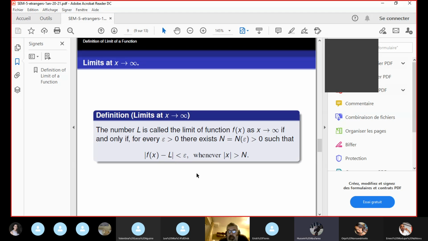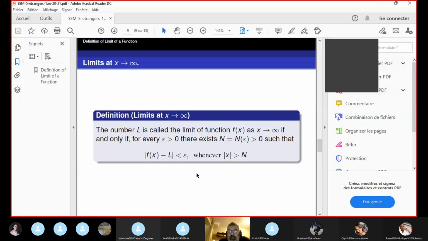I'm sorry, Professor, could you repeat the question? Yes, the question is, let's take the function 1 over x. F of x is 1 over x, okay? Yes. And we studied the behavior of this function as x goes to infinity.